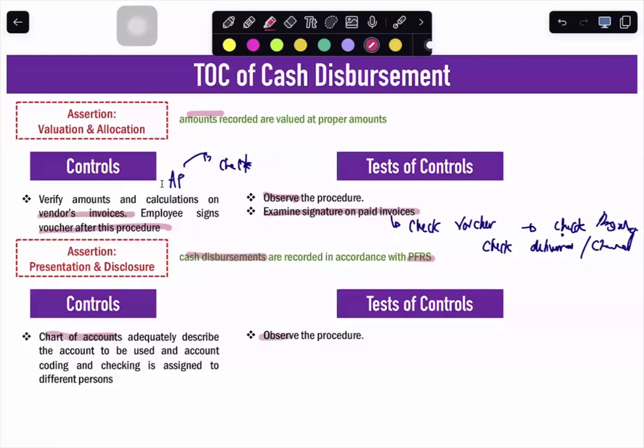Again, observation. So whenever you are asked on your TOC, please, it only revolves around inquiry, observation, inspection, and performance. Aside from that, there's nothing else. Another term for inspection is examine.